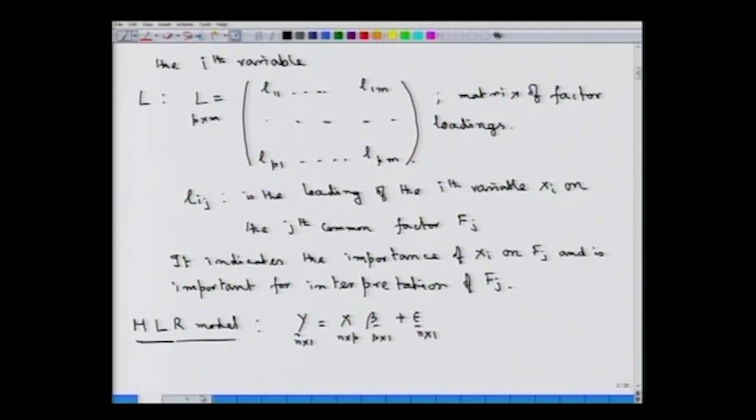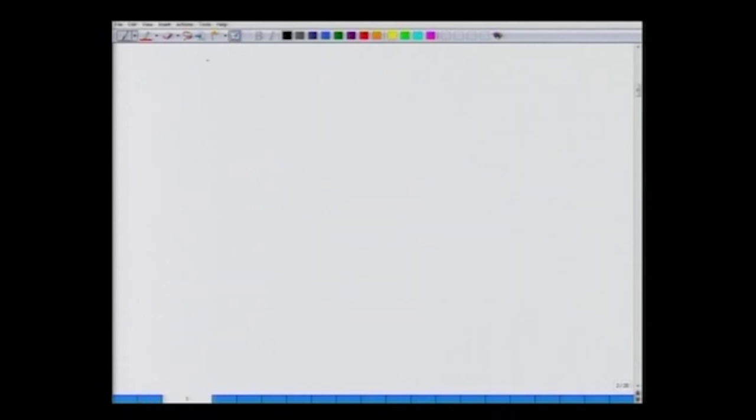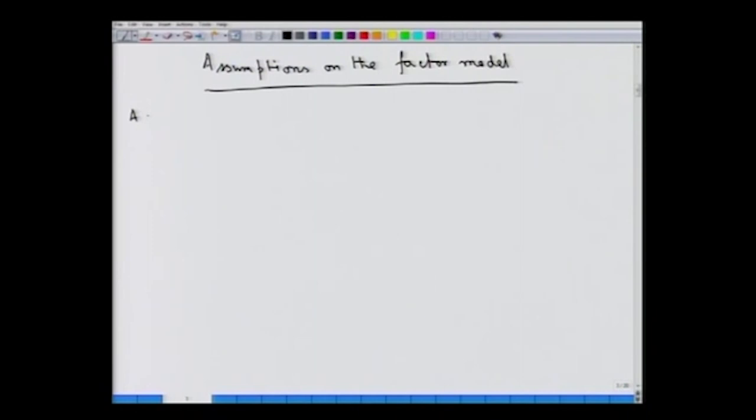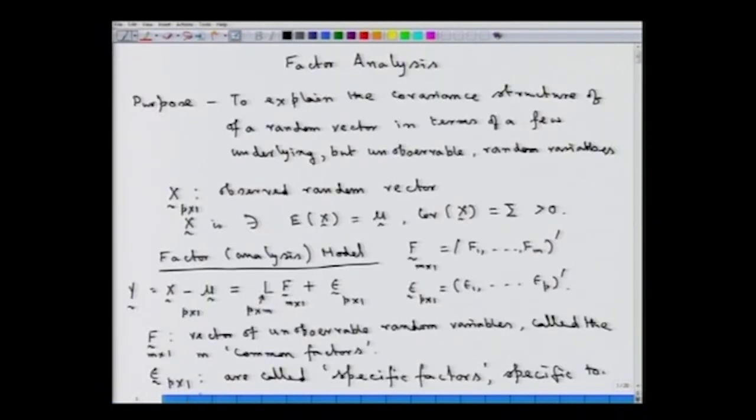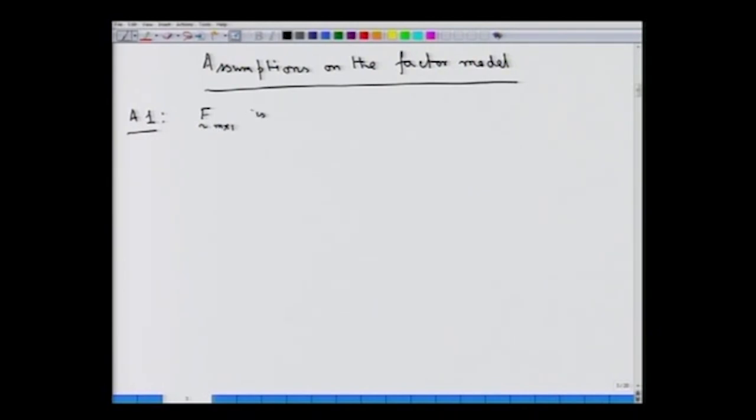Now, let us go into the mathematics of this factor analysis. In order to do that, we require the following assumptions. We will put the following assumptions on the factor model. The first assumption, say A1, is the following. This f vector is an m by 1 vector such that the expectation of the f vector is assumed to be a null vector. We also assume that the covariance matrix of this f vector, which, since the expectation of f is a null vector, is equal to the expectation of f f transpose, is equal to an identity matrix of order m.